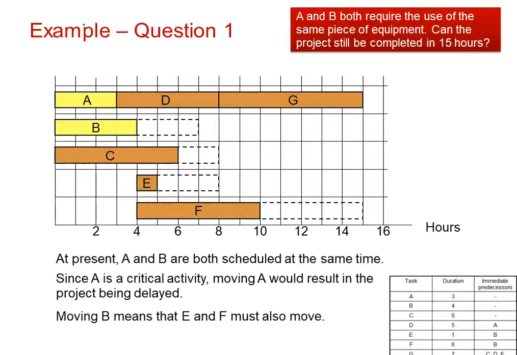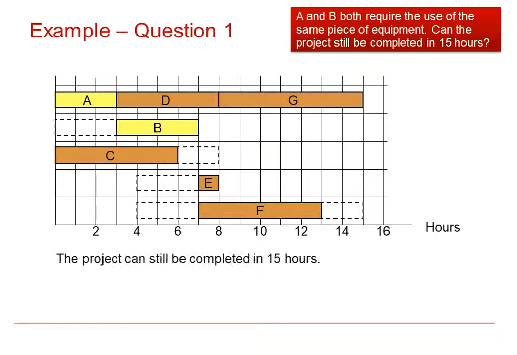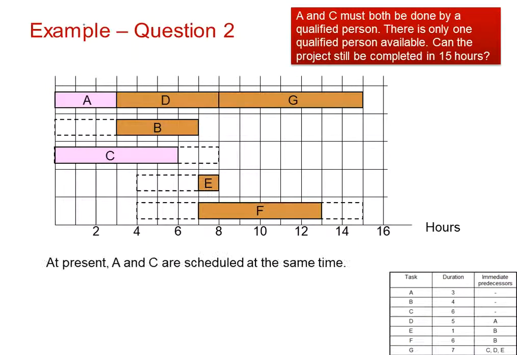And moving B means that E and F must also be moved. So we'll see this happening now as we move B. We can see E and F being moved. The project can still be completed in 15 hours.